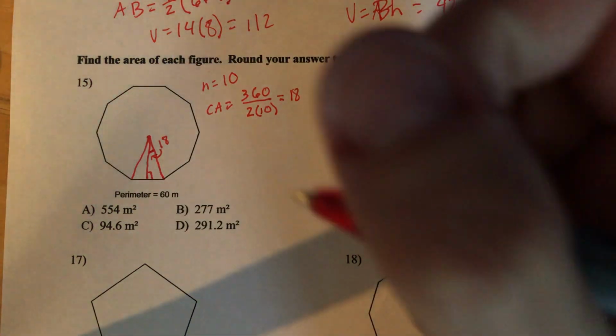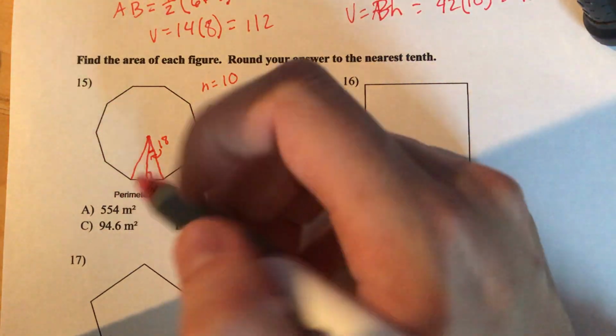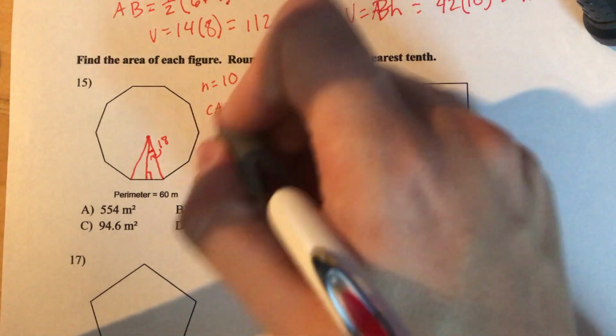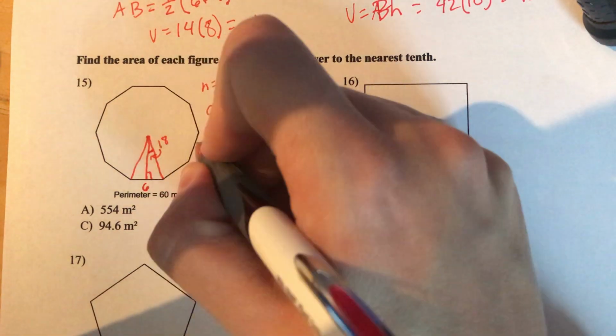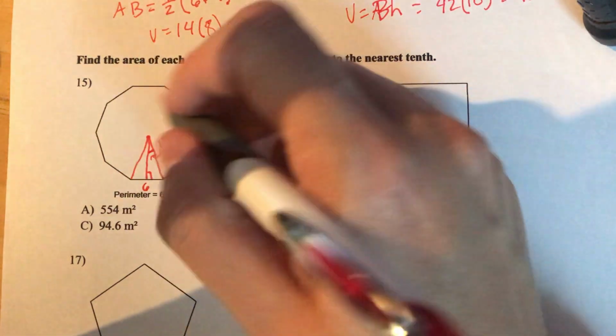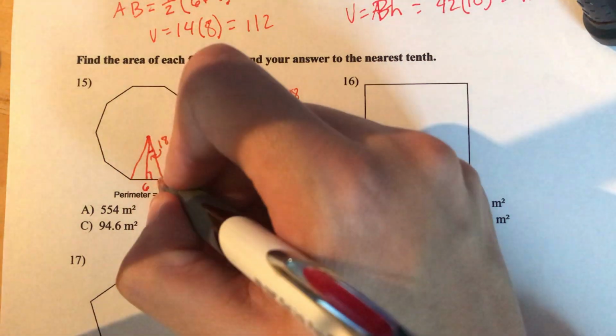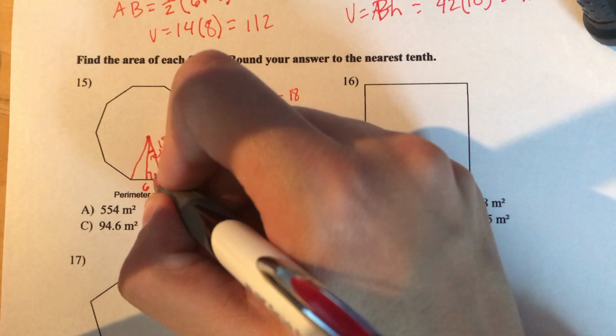All right, and then we know since we have 10 sides, if I divide 60 by 10, each side has got to be equal to 6 all the way around, because 6 times 10 is 60. So I need to figure out what's half of 6, which is 3.